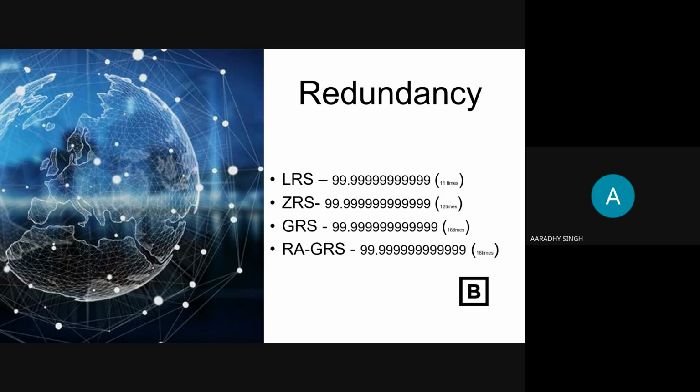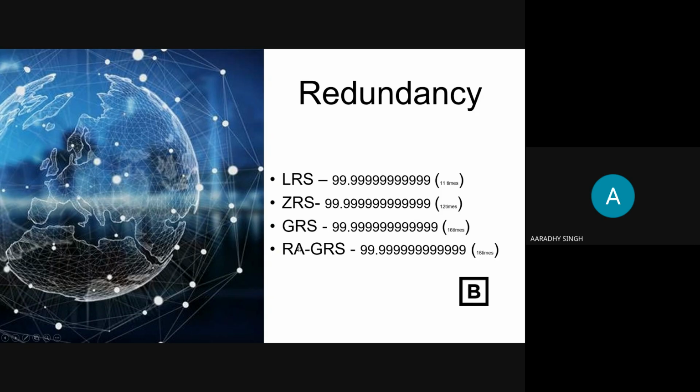The last one is RA-GRS. By default, it's the same as GRS, with only two differences. Difference number one: in case of disaster, the DR side will be activated automatically. The second: read is possible. In case of disaster, read is possible from the secondary, but write is not possible. Otherwise, it's the same as GRS. Charges-wise, this is slightly higher, and SLA is also slightly higher compared to GRS. Slightly, not too much.